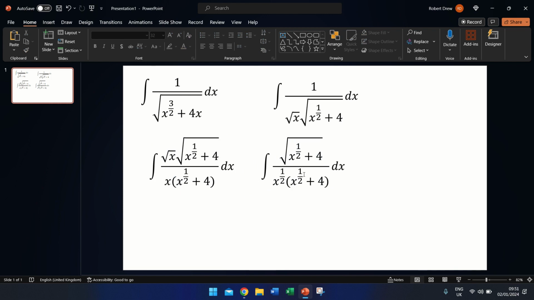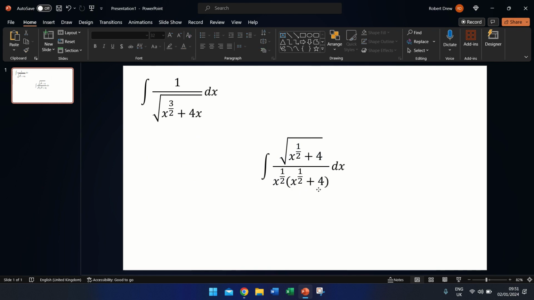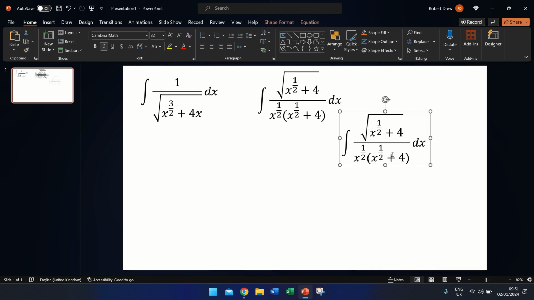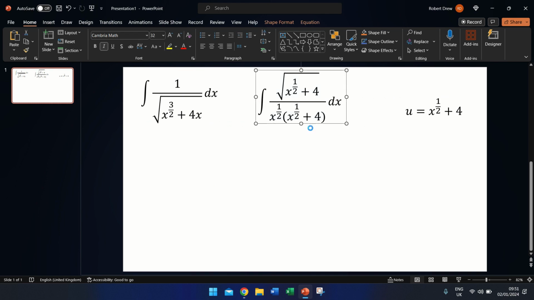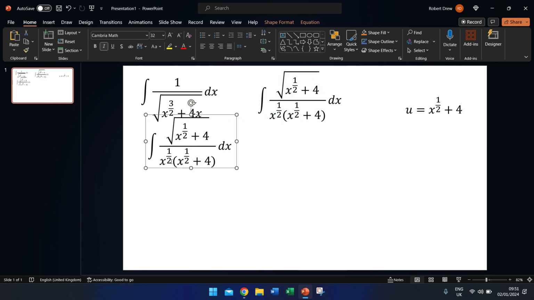Or do I? Is this now substitutable, I guess? What if we used u equals, the thing to try would surely be x to the power half plus 4, I would have thought. Because that makes x to the power half here just u minus 4, which I think is manageable. It obviously makes this u, so this is all partial fractionable. And it makes the top of this root u, like this.